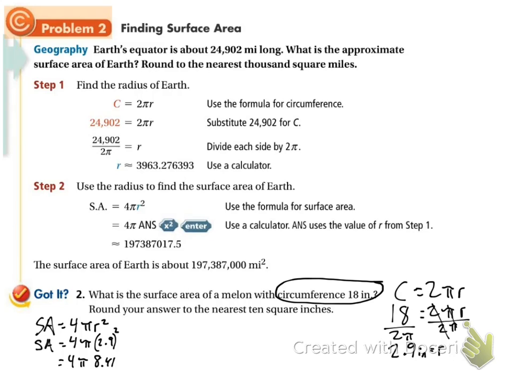They want this rounded to the nearest 10 square inches. I'm going to put it in terms of pi first. So 8.41 times 4 gives me 33.64 pi. Then if I multiply that out, I get 105.7, which we need to round to 110. We're working in inches, right? Yep, so inches squared.